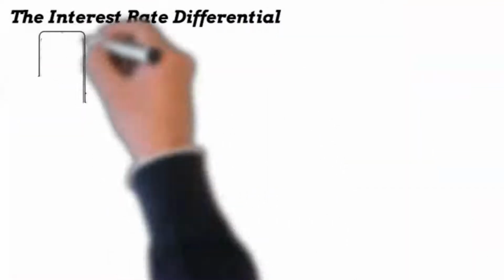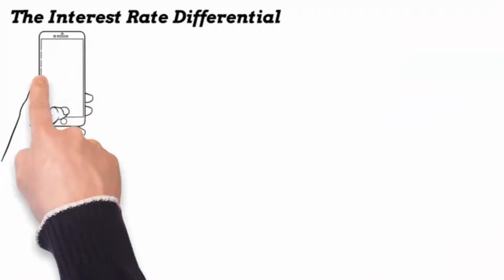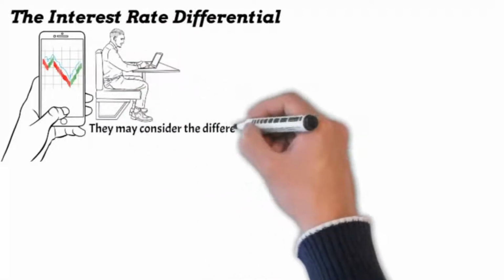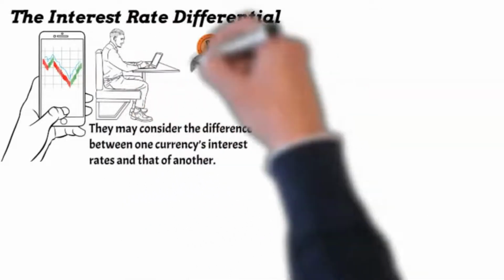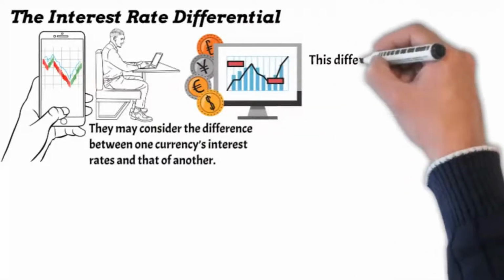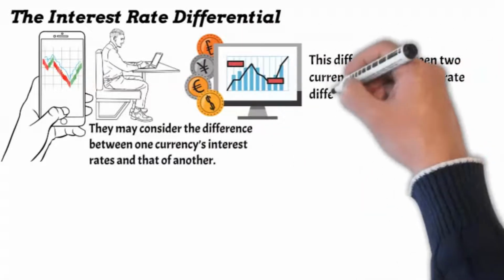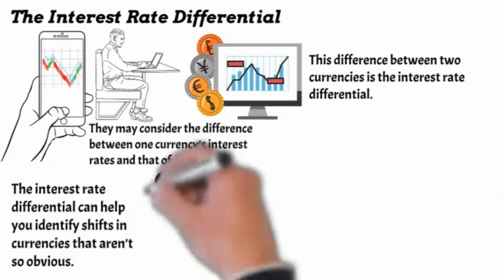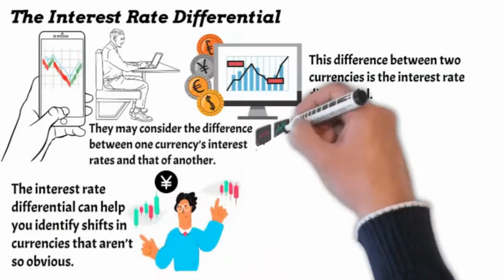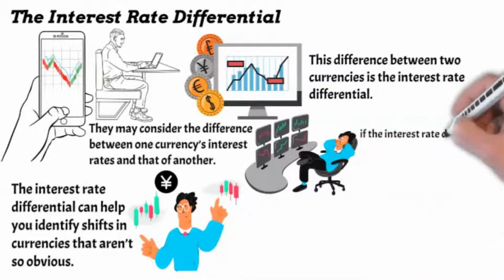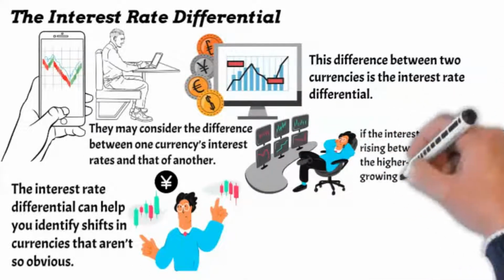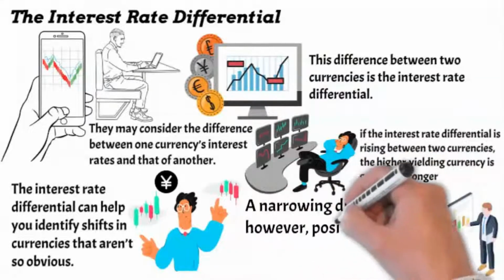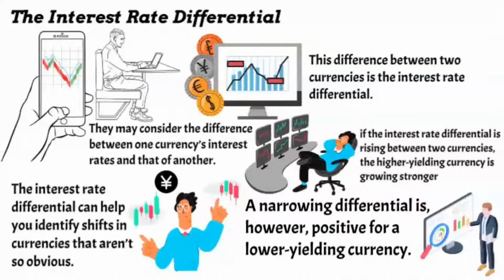The interest rate differential. How can a Forex trader find out whether a currency will strengthen or weaken over time? They may consider the difference between one currency's interest rates and that of another. This difference between two currencies is the interest rate differential. The interest rate differential can help you identify shifts in currencies that aren't so obvious. Generally, if the interest rate differential is rising between two currencies, the higher yielding currency is growing stronger. A narrowing differential is, however, positive for a lower yielding currency.